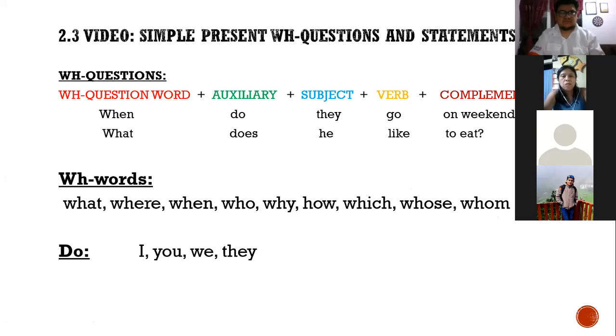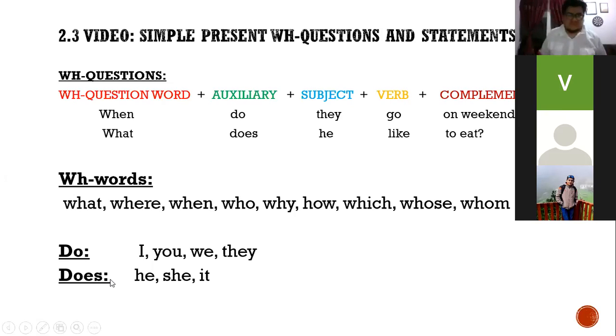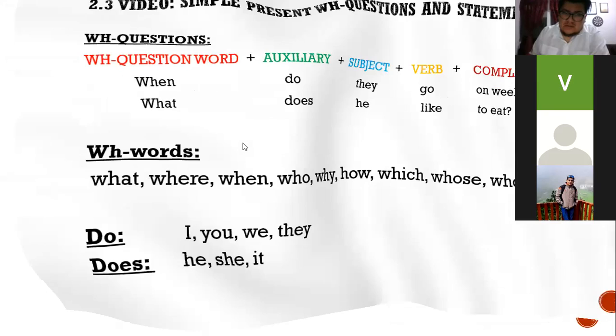And also the auxiliary do and does. We use do for I, you, we, and they. And we use, I'm sorry, does with he, she, and it. Okay? So, these are the parts of the WH question in simple present, right? In simple present. Oh, sorry, do you have any question?